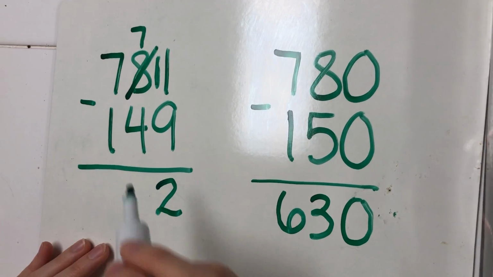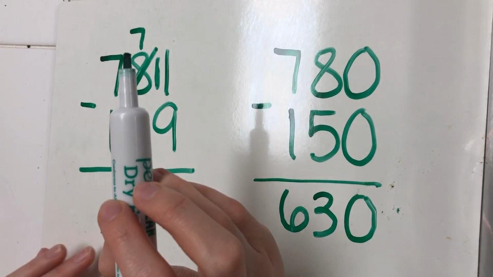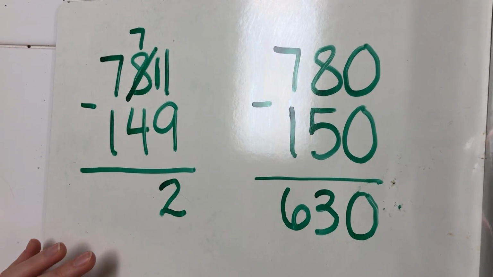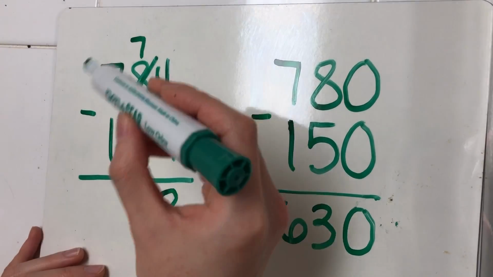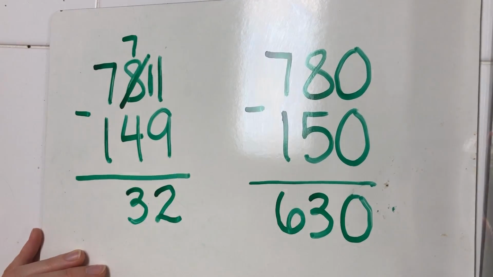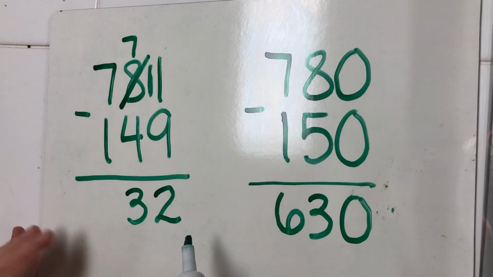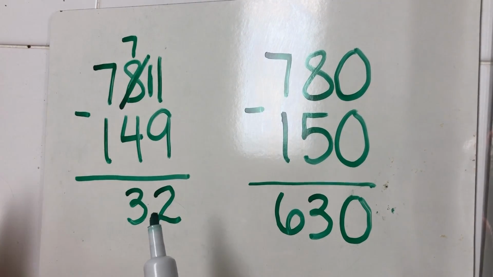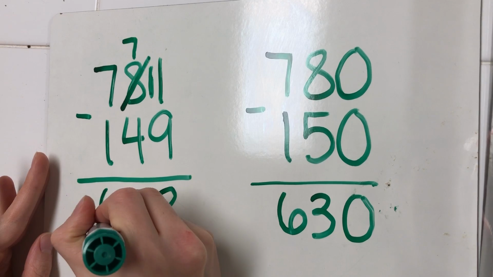So let's go to our tens place. 7, I forgot to ask, do I have enough tens? Yes, I do, so I can go ahead and subtract. So 7 minus 4 would be 3. And then we can go to our hundreds place. We can ask ourselves if we have enough hundreds, and we do, which is great. So 7 minus 1, and that is 6.